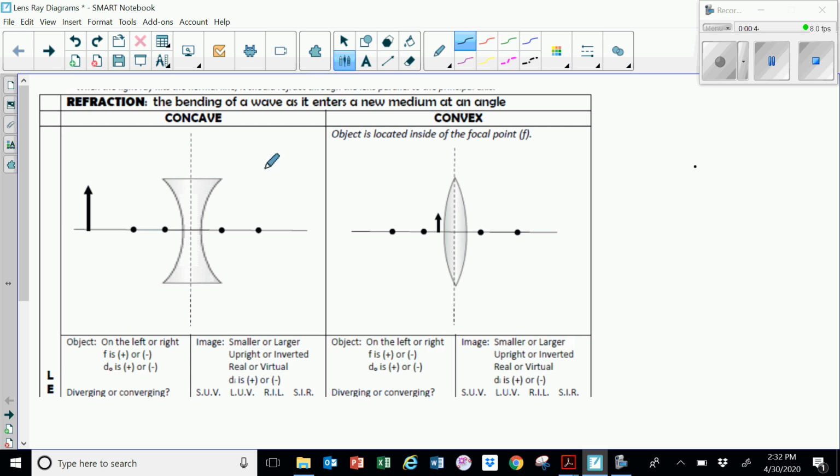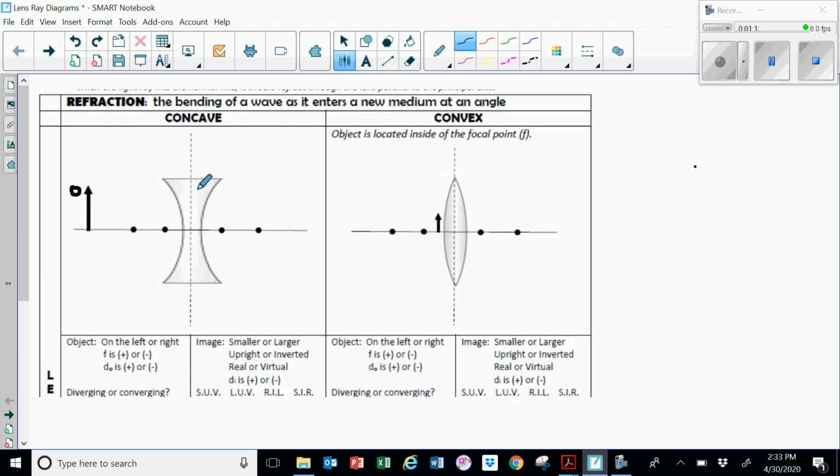These lenses work by way of refraction. The definition of refraction is at the top of this page. Refraction is the bending of a wave as it enters a new medium at an angle. The ray of light leaving this object, which I'm going to call object O, travels to this lens and is bent, or refracted, as it travels through the lens.